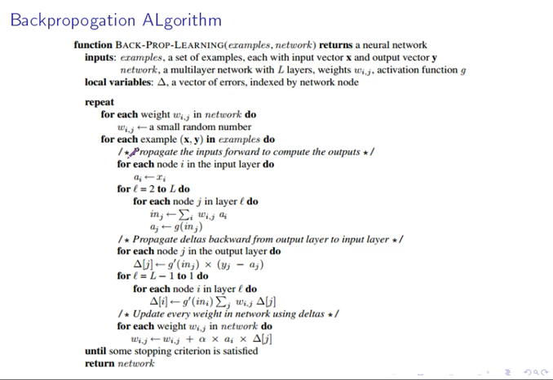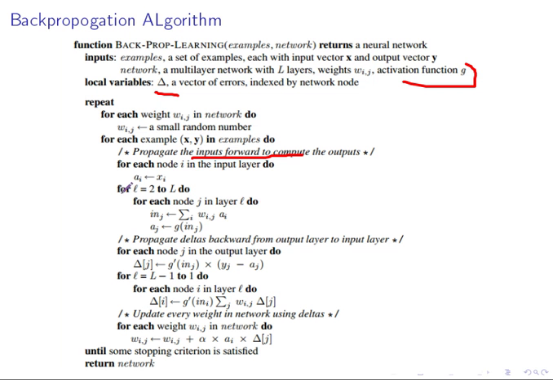The input is a set of examples, each with input vector x and output vector y. The network is a multilayer network with L layers, so the number of layers is L. Wij is the weight of the signal, and the activation function is denoted by G. The local variable is delta, which denotes the error, a vector of errors indexed by network node. The algorithm is very similar to the perceptron algorithm. The only difference is that the signals are transferred in two ways: one is the forward transfer of stimulus, and the other is the backward transfer of error. Also the formula is different, a little more complicated, which we will derive later.